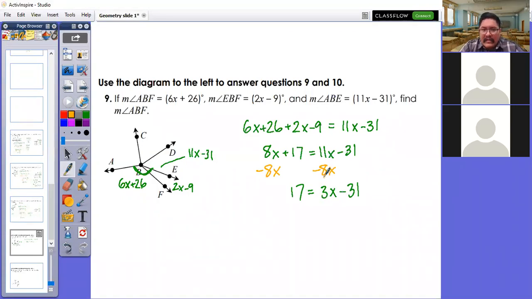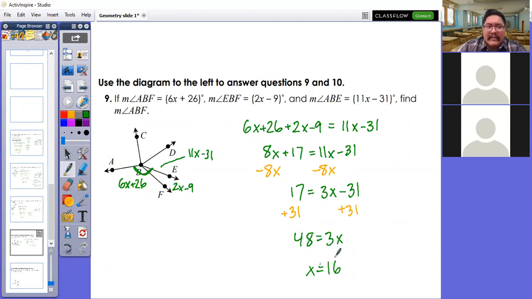All right, so 11 minus 8 will give us 3x, and I am going to add 31, because again, we got to do the opposite, what we call the inverse operation. And let's see, 17 plus 31, that'd be 48, equals 3x. And this one I know right off the top of my head. This one should be an easy one. Should be 16, because I know that 3 times 15 is 45, and 48 is only 3 higher than 45. So that's only 15 plus 1.